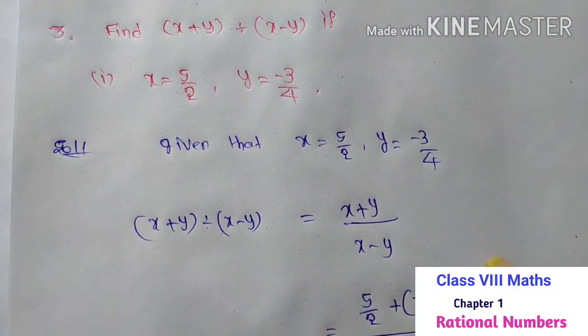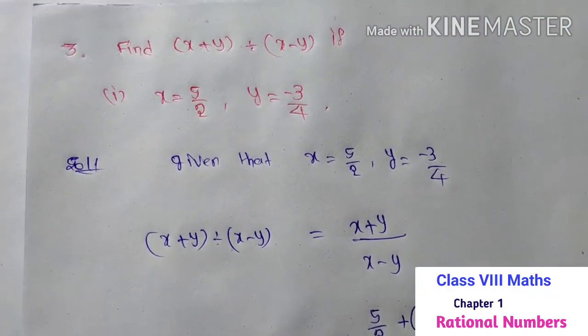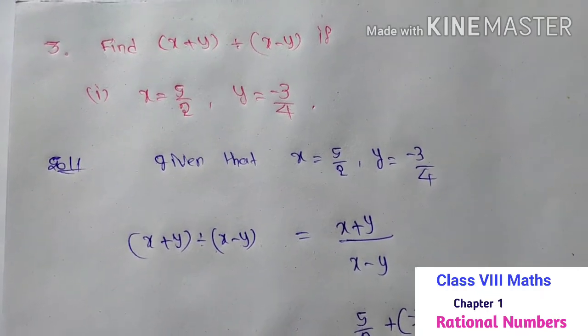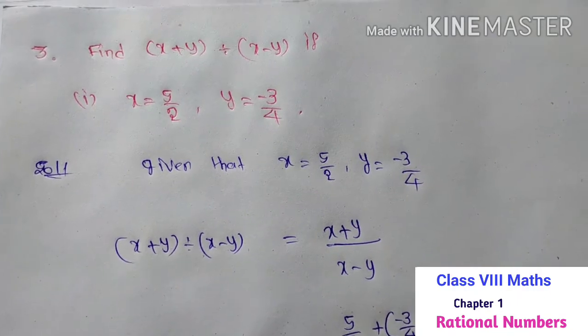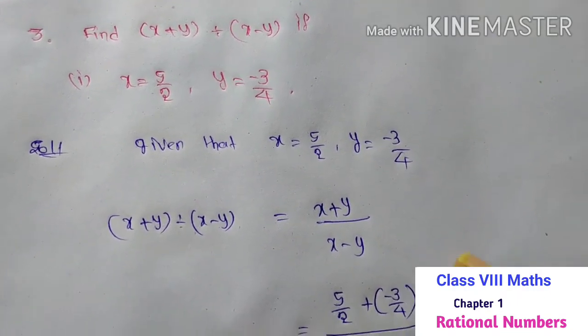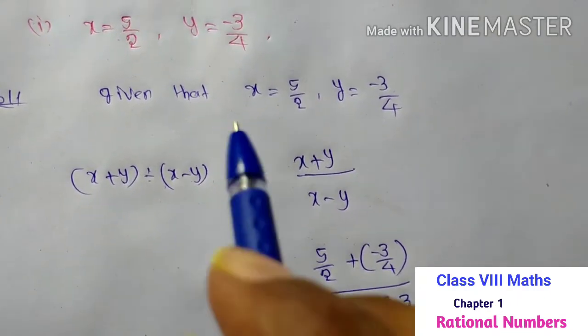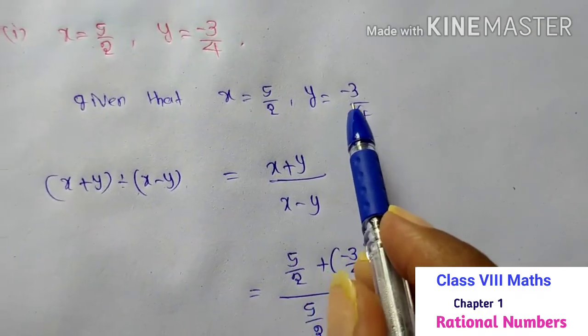Now you can see your exercise 1.3 question number 3. Find (x plus y) divided by (x minus y) if x is equal to 5 by 2 and y is equal to minus 3 by 4. First I am writing here what they have given in the question: x is equal to 5 by 2 and y is equal to minus 3 by 4.